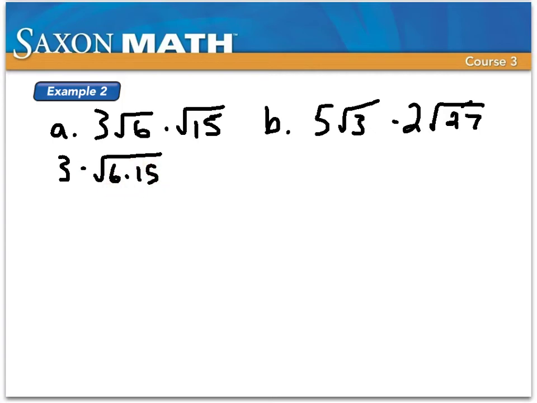And now again, we're going to go ahead and use the factor tree to break this down. So I've got 2 times 3, and then 15 is 3 times 5. And now we'll rewrite this. We've got 3 times the square root of all those prime factors. So I've got 2 times 3 times 3 times 5.